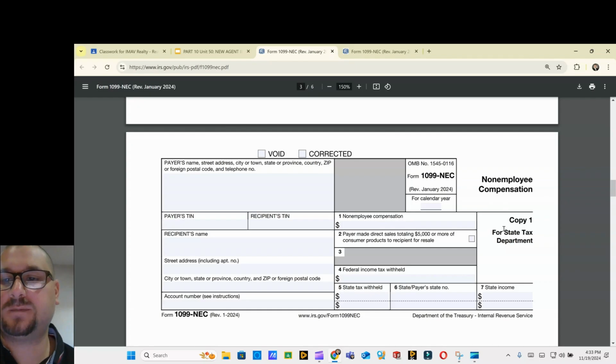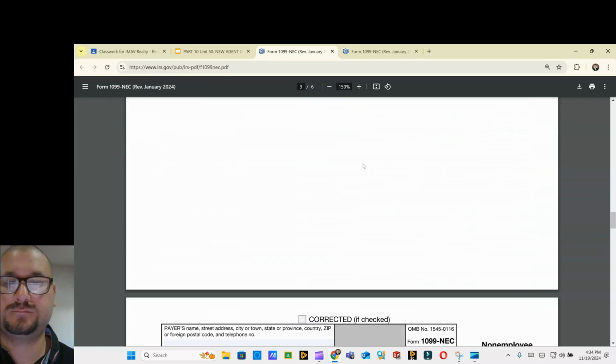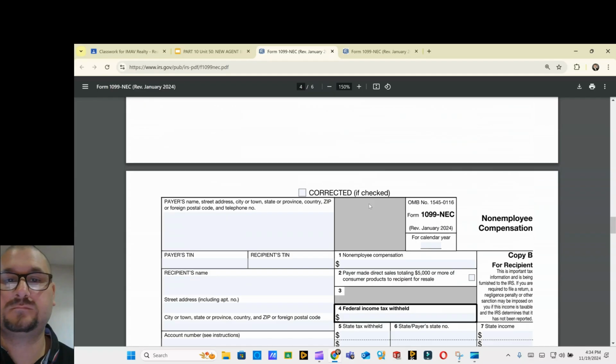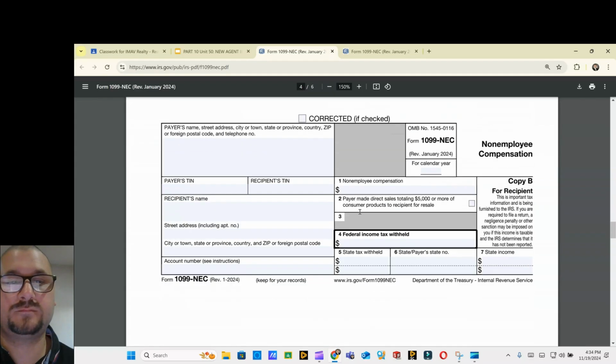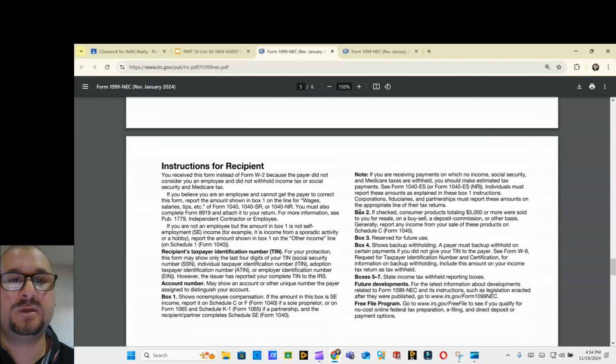Nonemployee compensation, Copy 1 for State Tax Department. The recipient's name, street, city, federal income tax withheld. So, every broker, if you've got 10 licensees, you're going to need to fill out 10 of these, one for each one. State tax withheld, state. So state tax withheld, usually it's zero. Payer's state number and state income. So you'll keep that. It's the same.